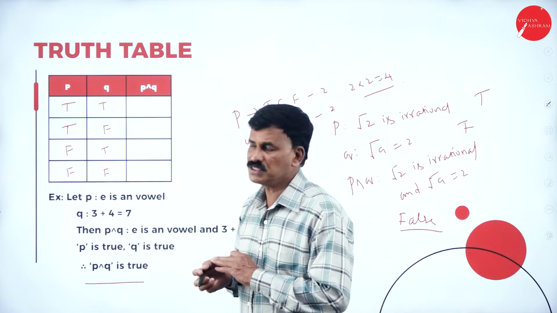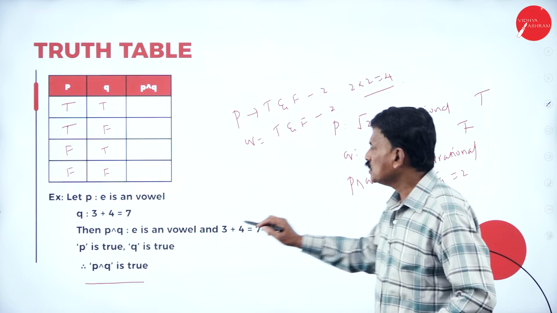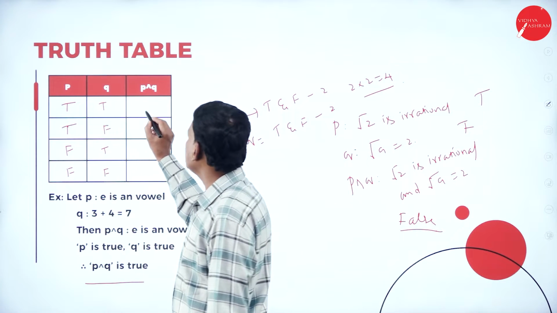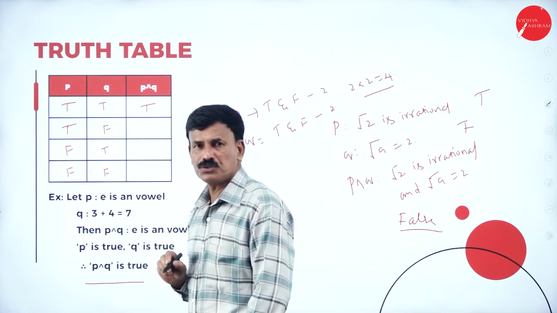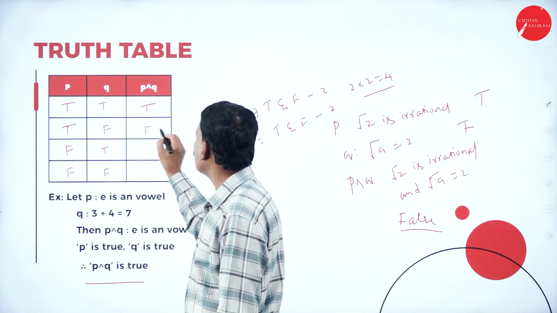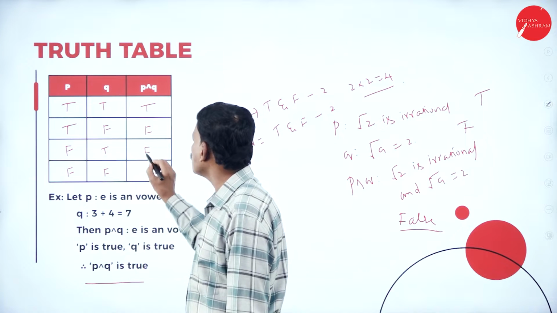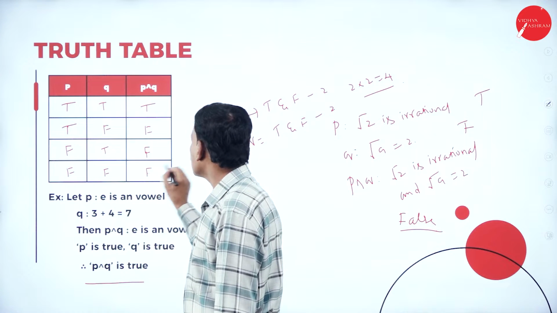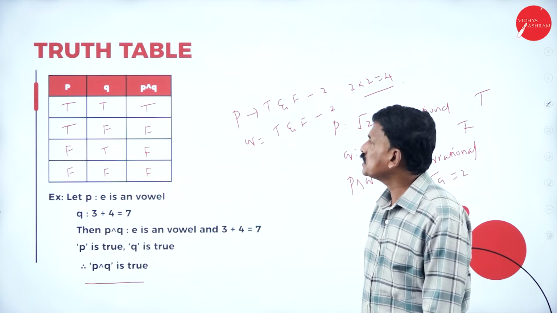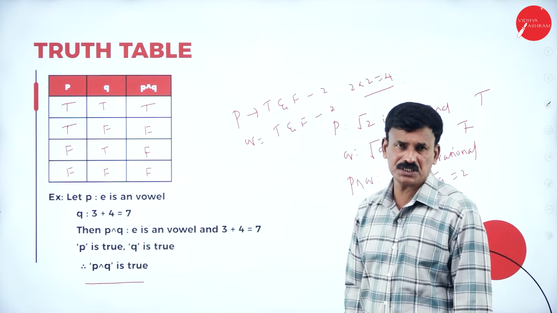Now in case of conjunction, if both P and Q are true, then P conjunction Q is true. So if T and T is true, and in all other cases it is false. True and false is false, false and true is also false, and false and false is also false. This is a very important concept, construction of a truth table for conjunction.